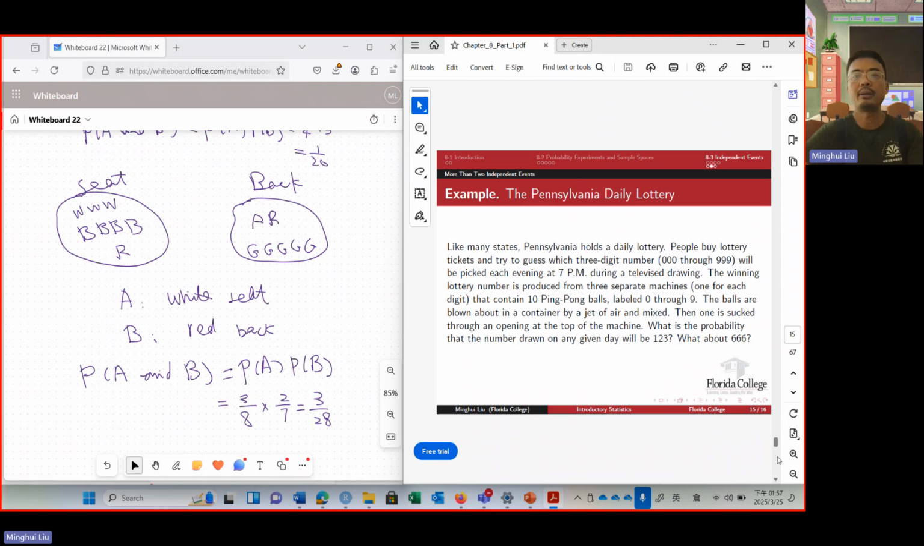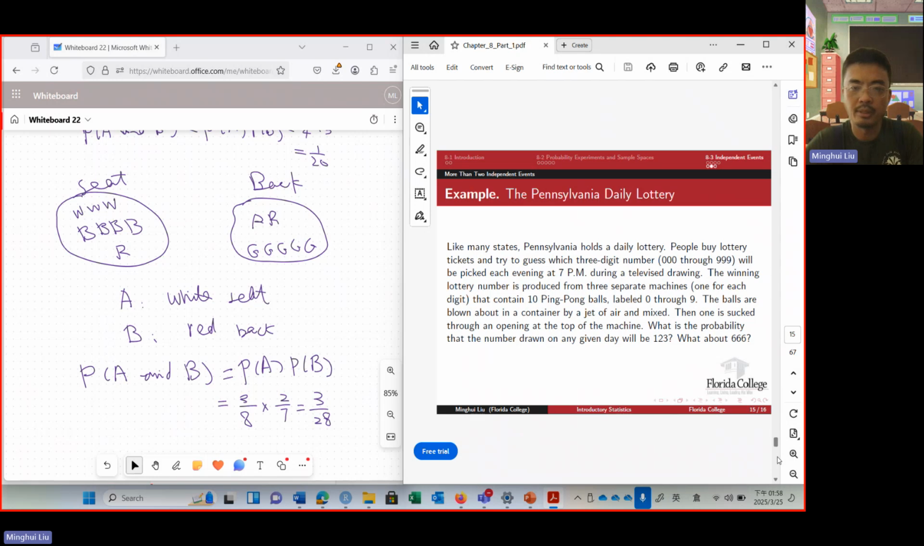Basically, people buy lottery tickets and try to guess a three-digit number, from 000 through 999, which will be picked each evening at 7 p.m. The winning number is produced from 3 separate machines that contain 10 ping pong balls labeled 0 through 9. They're blown around in the container by a jet of air and mixed, and then one is sucked through an opening at the top of the machine. So basically the setup is random.